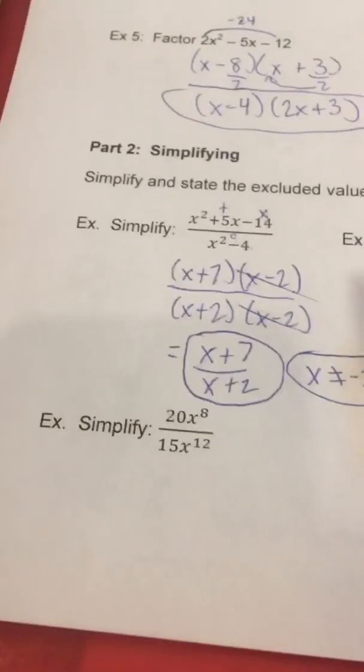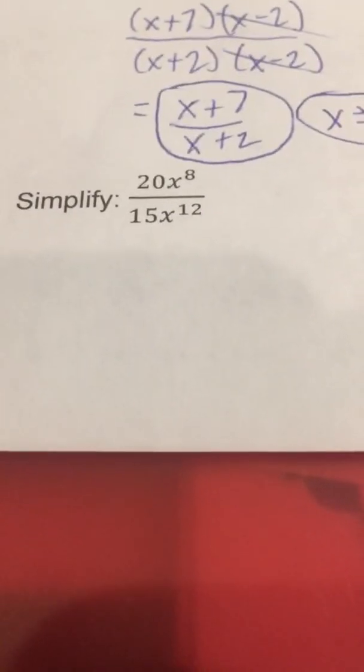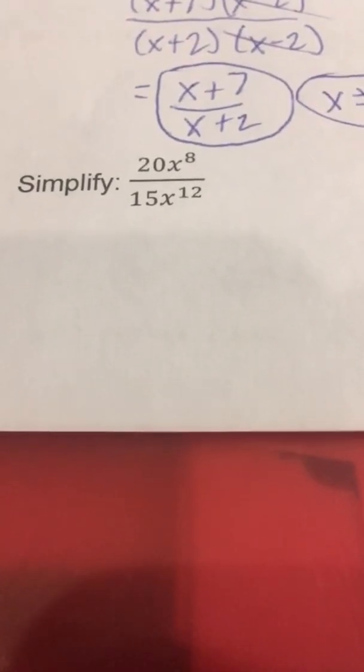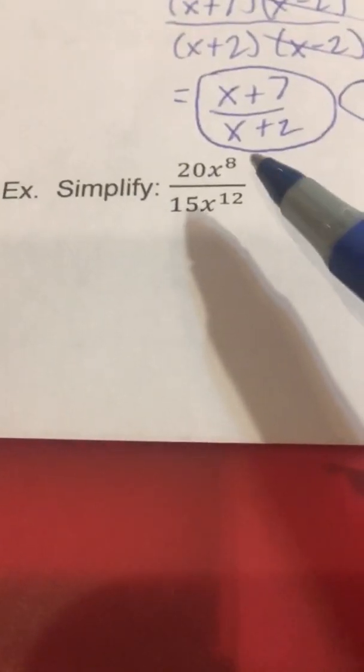This one is sort of like the first few problems on the practice sheet. There's nothing to factor because it's just monomials on top and on bottom. Remember, a monomial is just one term, no plus or minus. So in this case, if there's nothing to factor, you just simplify the fraction.